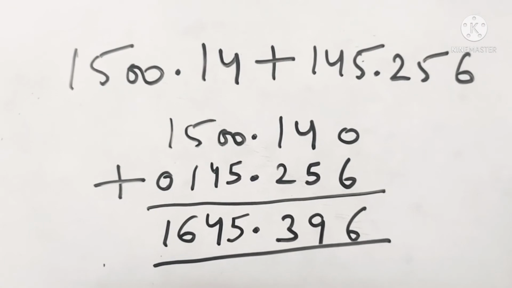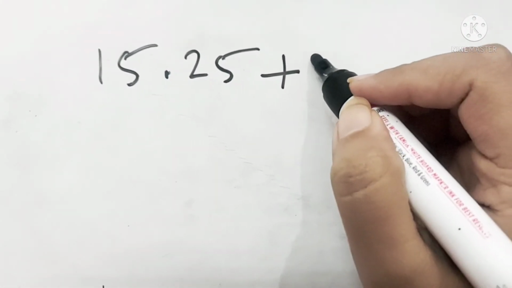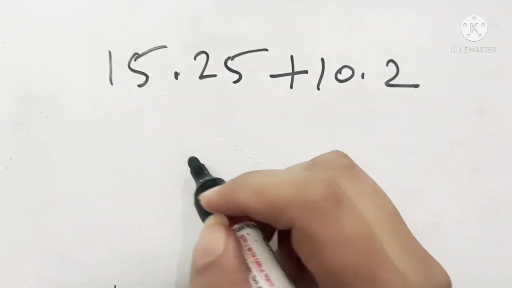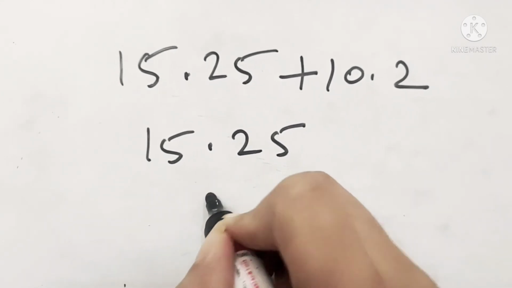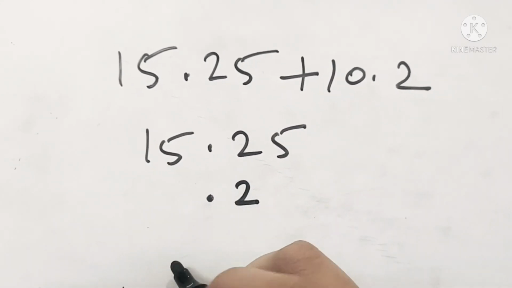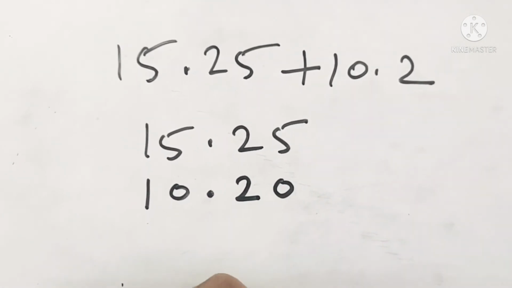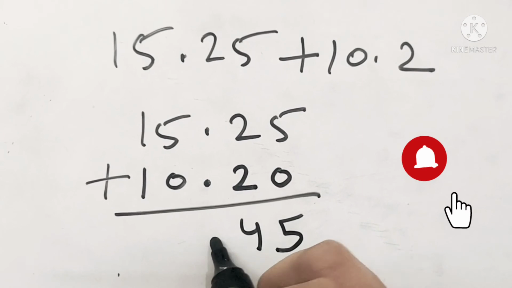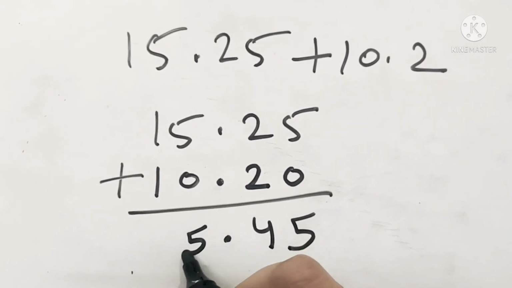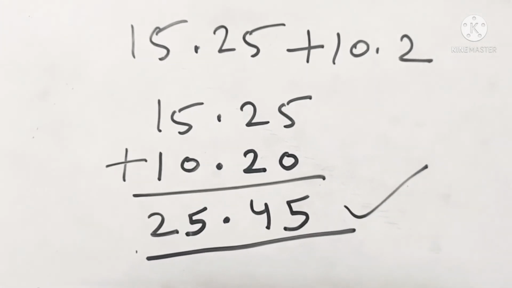Okay, let me take one easy example also, by taking smaller numbers. Suppose I take 15.25 added to 10.2. Again it's a very easy thing. We write the first number as it is, then decimal will come below the decimal, the numbers to the right hand side will come to the right, and the numbers to the left hand side will come to the left, and whatever places are empty you write 0 in place of them, and now you add it. So 5 plus 0 will be 5, 2 plus 2 will be 4, decimal will come below the decimal, 5 plus 0 will be 5, and 1 plus 1 will be 2. So the final answer is 25.45. I hope it is totally clear.